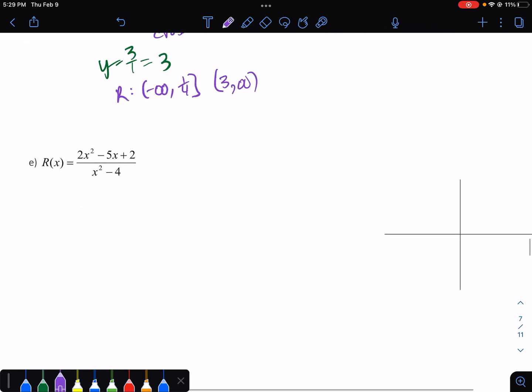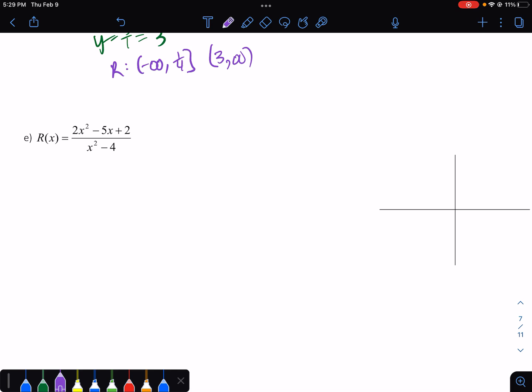Okay, so if we look at the next one, we are going to factor top and bottom. So on top, we're trying to multiply to 4 and add to negative 5. So to multiply to 4 and add to negative 5, you need 4 and 1, both are negative. So here's my 4, here's my 1, both are negative. On the bottom, it's a difference of squares, so we get x plus 2 and x minus 2.